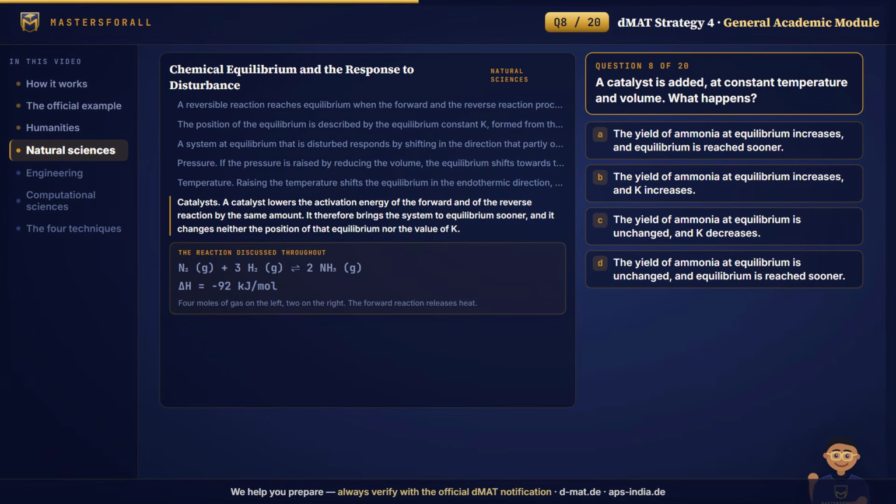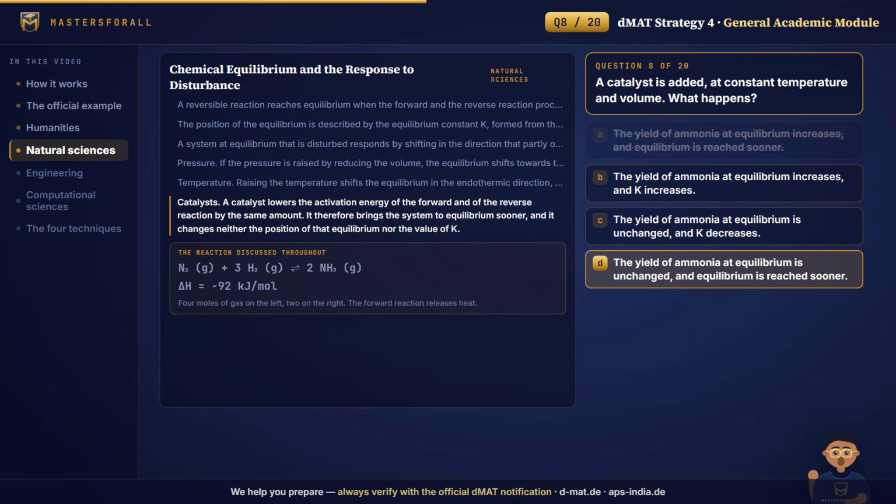Paragraph 6 answers both halves of every option in one sentence, so this is fast if you found the sentence. Sooner. Yes, it lowers the activation energy both ways equally. Position and K unchanged, both of them. Unchanged and sooner. Option D. Option A catches people because it is right about the sooner. A catalyst is not a way of getting more ammonia, only of getting to the same ammonia faster.